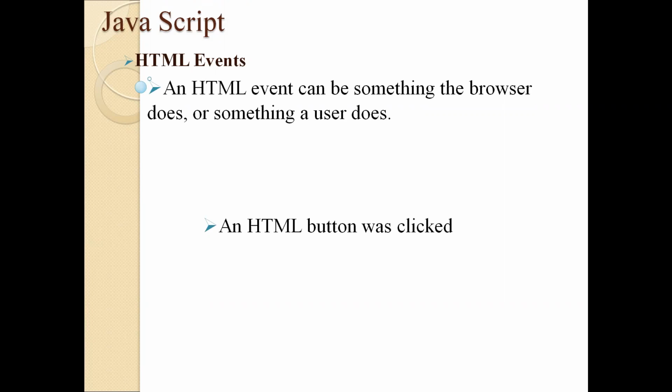Simply, an event is the change in the status of an object. For example, initially, if there is a button on a web page, the status of the button is unclicked. When someone makes a click on that button, the status of the button changes to clicked. So the change in the status is called an event.